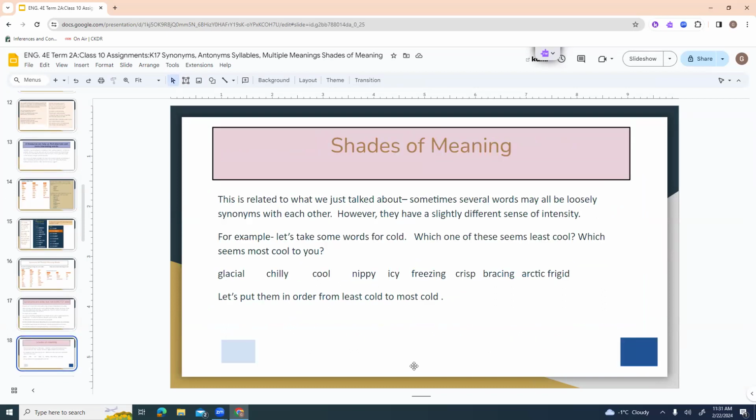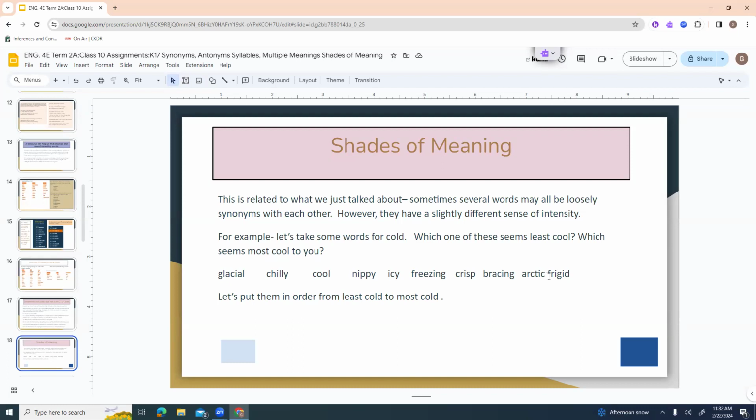The other concept, and it's related, is the idea of shades of meaning. Several words may all be loosely synonyms with each other. However, they may have a slightly different sense of intensity. For example, if we take some words for cold, which one of these words seems least cool and which one seems most cool to you? So if we want to put them in order from least cold to most cold, here are our possibilities. Glacial, chilly, cool, nippy, icy, freezing, crisp, bracing, Arctic, and frigid.